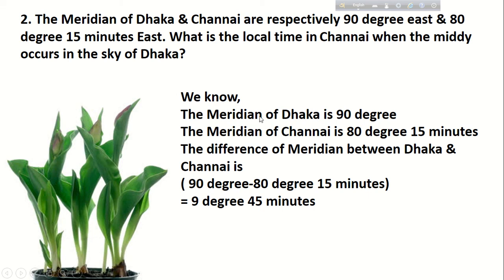So given the meridian of Dhaka, 90 degrees, and the meridian of Chennai, 80 degrees 15 minutes, here is the converted part. So the difference of meridians, we have to calculate first: 90 degrees minus 80 degrees 15 minutes.